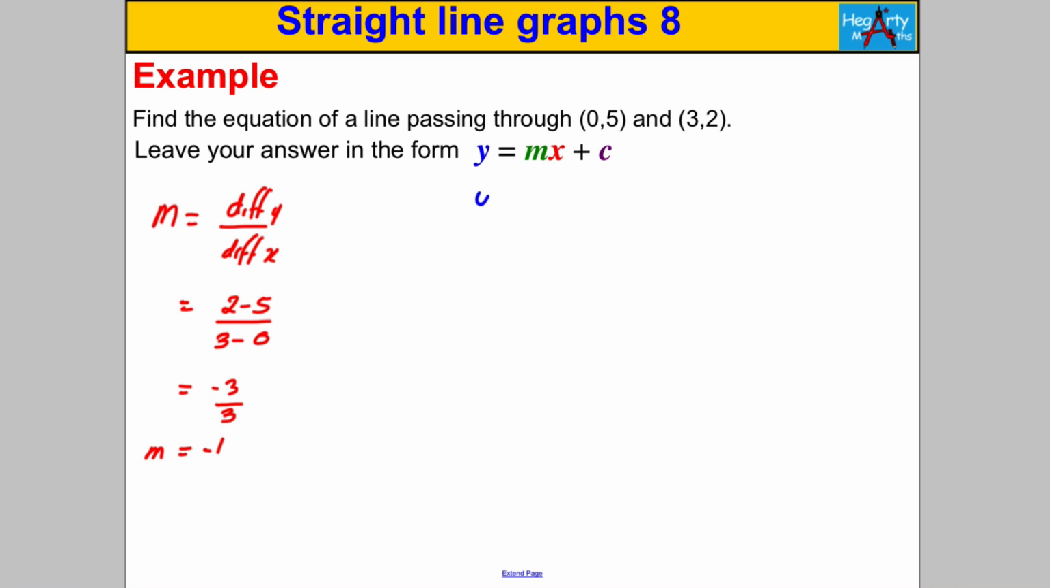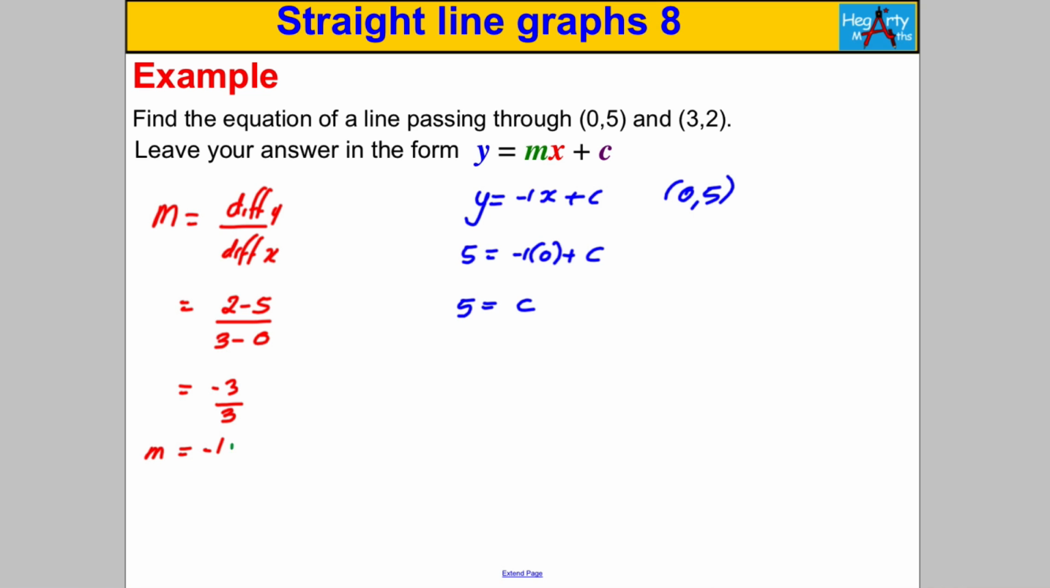So go up here and we can state that y is therefore equal to negative 1x. I'm going to write the negative 1 in for now. Negative 1x plus c. I'm going to substitute in 0, 5. X is 0, y is 5. So 5 is going to equal negative 1, brackets, 0, add c. 0 times negative 1 is just 0. So c therefore must be equal to 5.